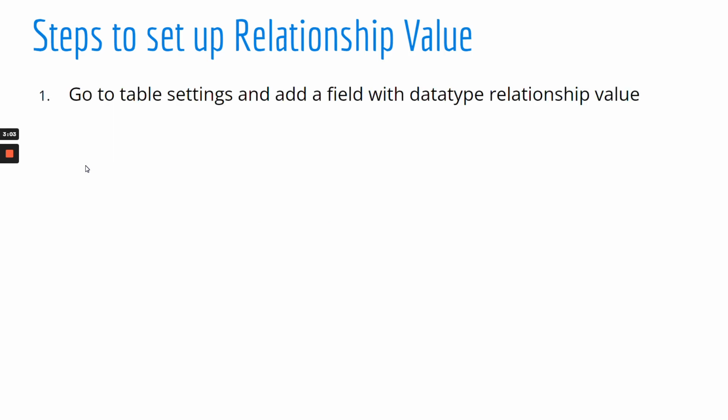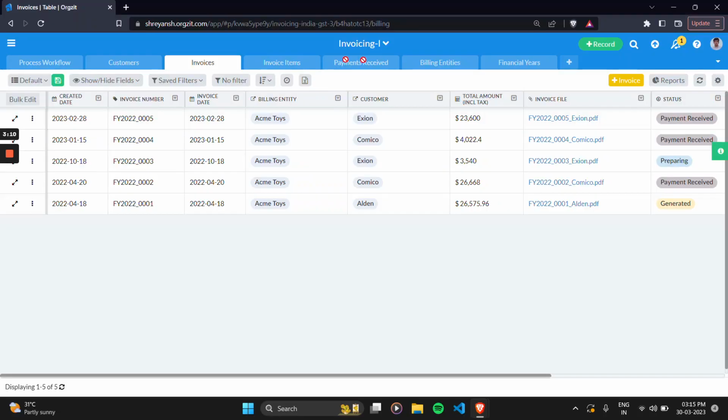Now coming to the demo, the following are the steps to set up relationship value. The first step is that we need to go to the table settings and add a field with type relationship value. So I'll be doing that in this invoicing application.